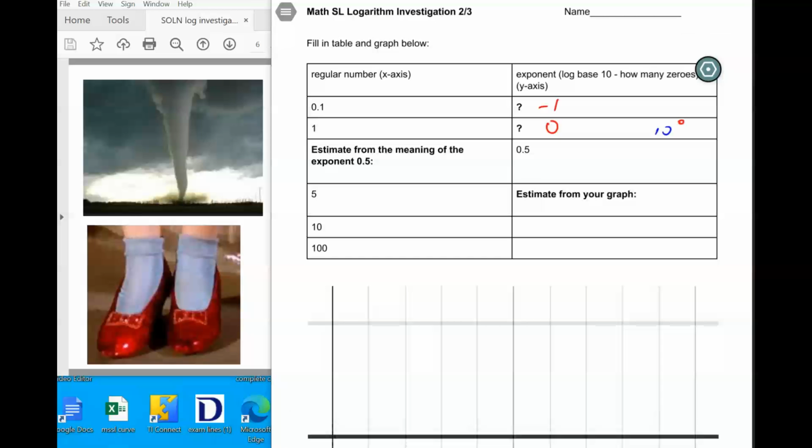What about black 10? Black 10 is equivalent to what red number? It would be 1, right? We just count the number of zeros for numbers that are bigger than 1. How many zeros in 100? 2. Okay, we did all the easy ones. Now we need to look at some weird ones.